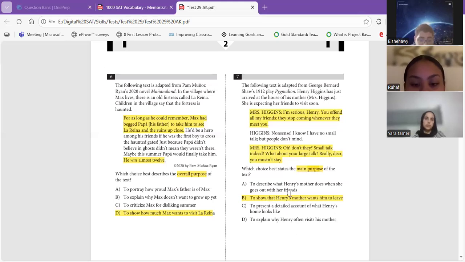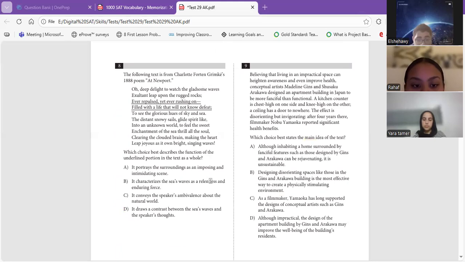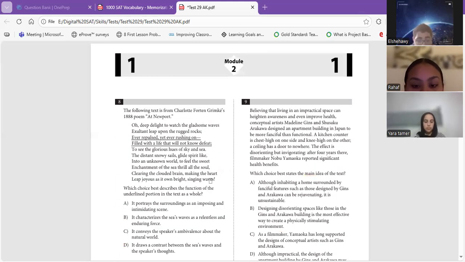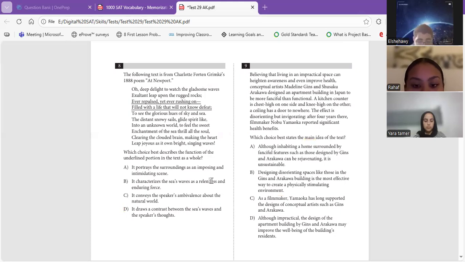So the answer is: to show that Henry's mother wants him to leave. Okay. Number 8, please. Number 8, the function of the underlined sentence.